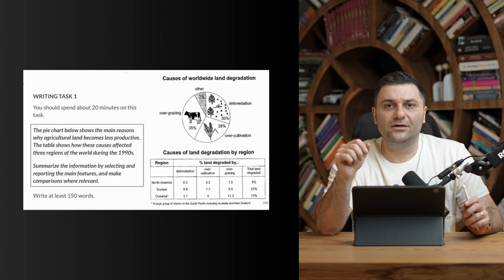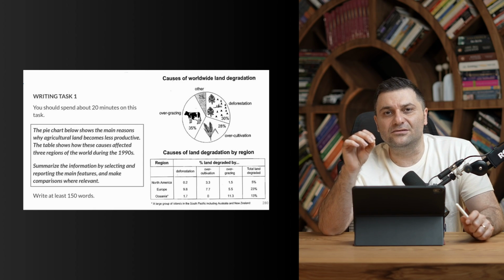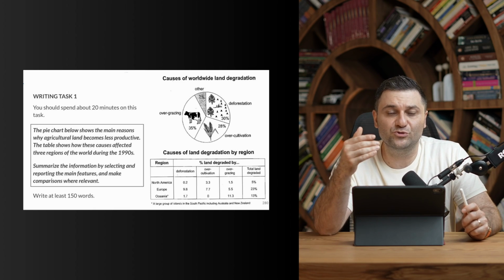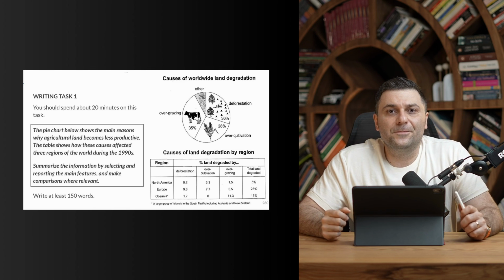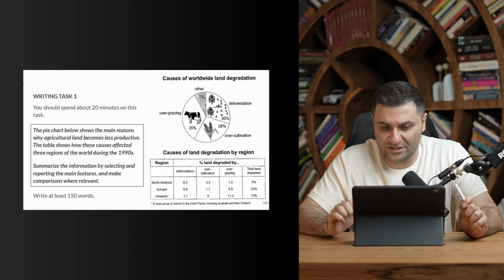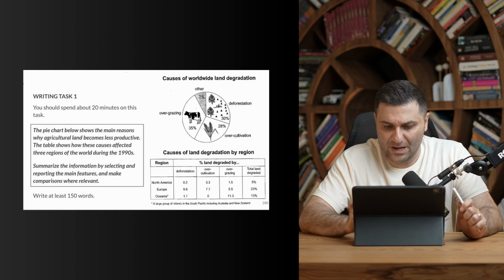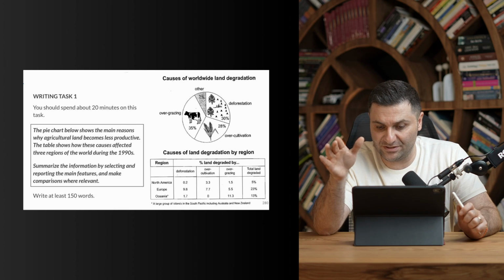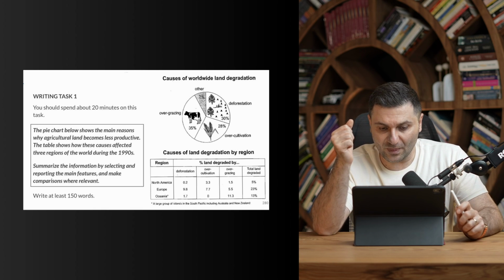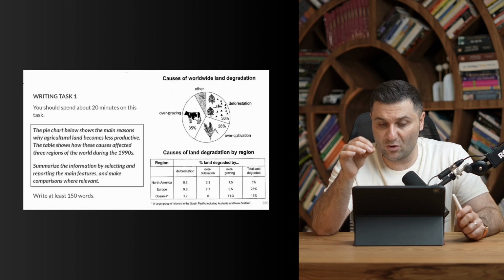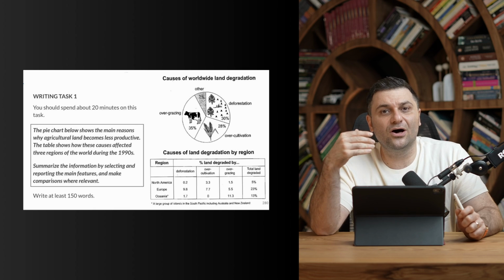You can write, let's say, in summary, right? If you think that your overview paragraph is going to be too long, you can cross some information out. So we'll see here in this type of mixed chart. In the pie chart, as you can see, it is the cause of worldwide land degradation. The leading cause of global land deterioration was overgrazing, and the least was other factors.